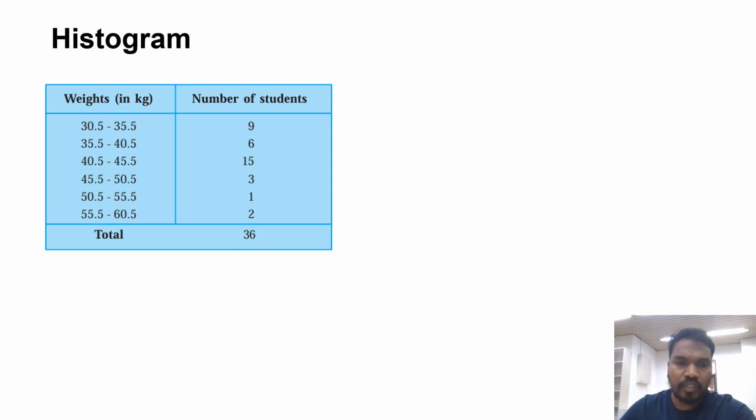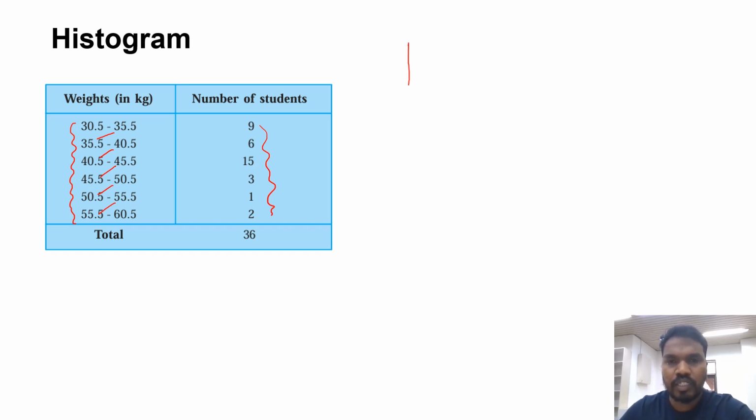If you observe, the given class intervals are continuous class intervals. How will we find out? You look at the upper limit of the first class interval and the lower limit of the next class interval. So here the given class intervals are continuous, and this is the frequency, right? The number of students is nothing but the frequency. That means from 30.5 to 35.5, there are 9 students. So this is the frequency. Now let us construct the histogram.